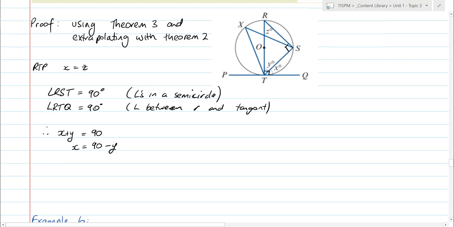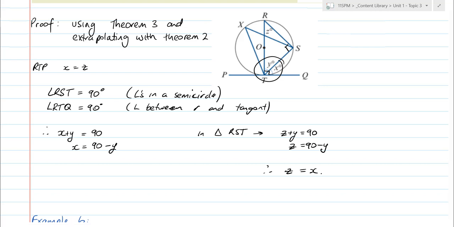And that comes from this area. But also within the triangle RST, we get Z plus Y is equal to 90. So Z equals 90 minus Y. Therefore, Z is equal to X as required. So that's just a link between a right angle triangle inside the circle and the right angle created between the radius and the tangent. And X can be linked to Z via Y.